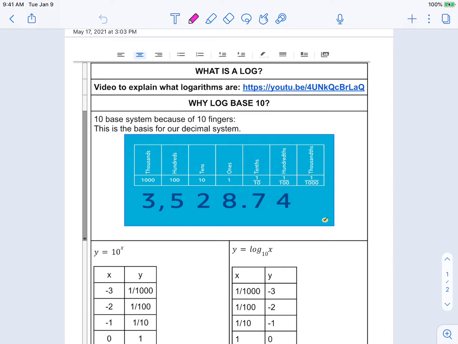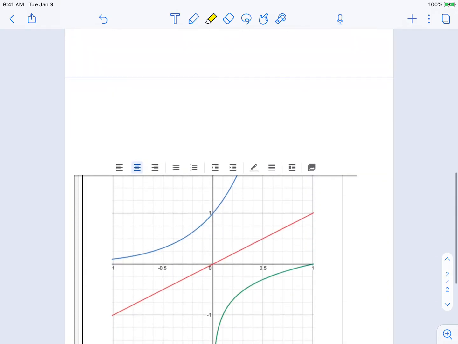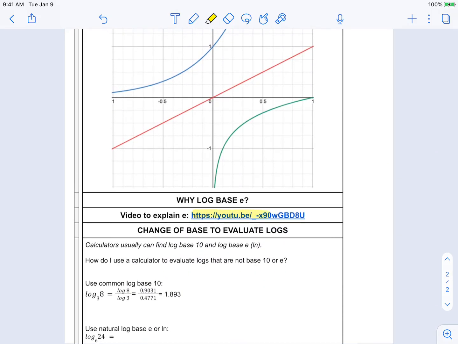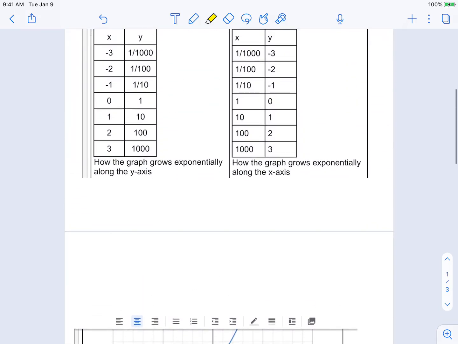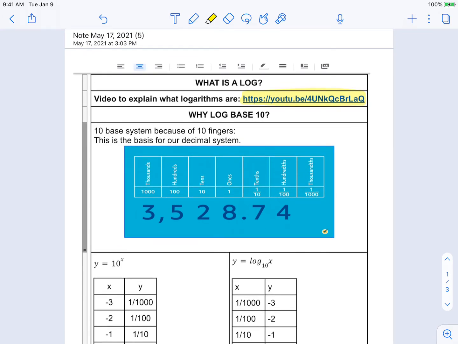There are a couple of videos in this worksheet that I want you to watch before you get started. Make sure you watch this video; it's in your Canvas link. And down here, there's this video too. They're great explanations of what a log is and where we come up with the number for e. If you can watch those, that'll make this video make a little more sense.